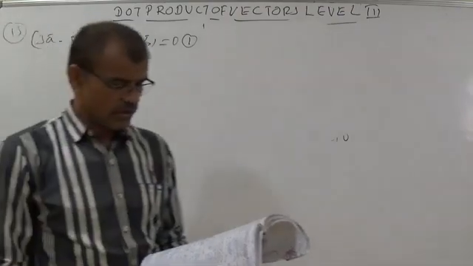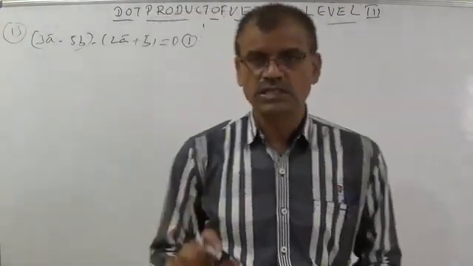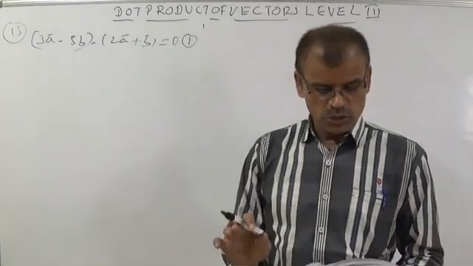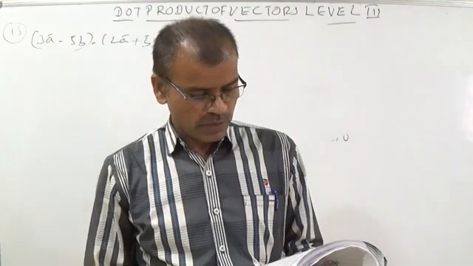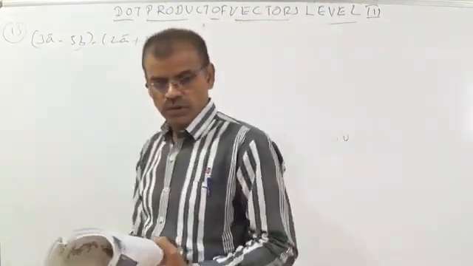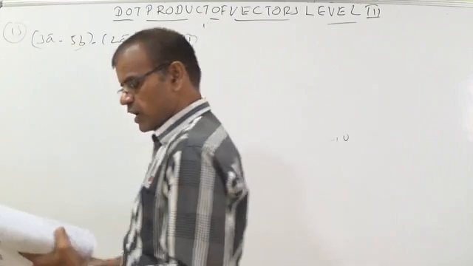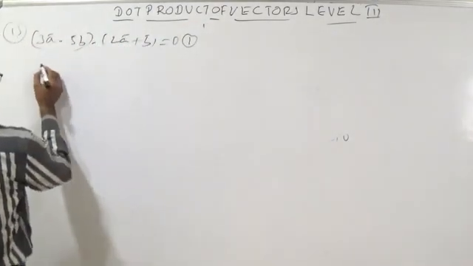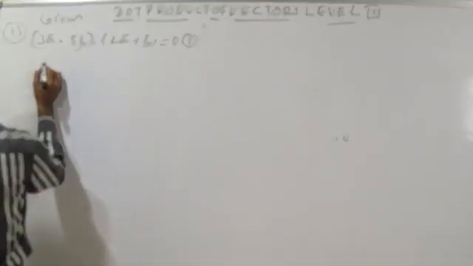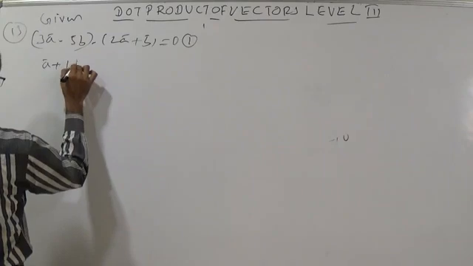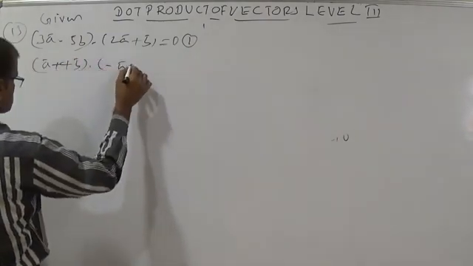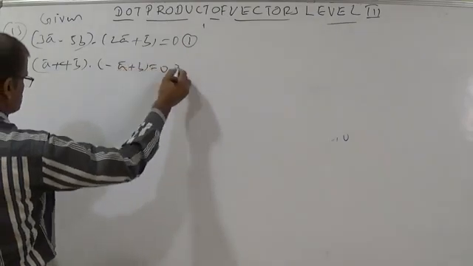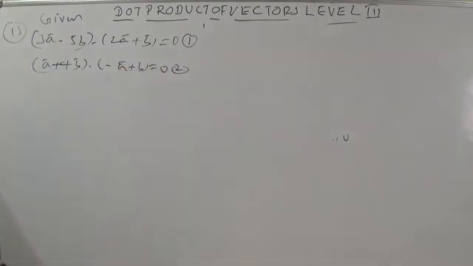And the vectors a plus 4b and minus a plus b are also mutually perpendicular, he gave. Then the acute angle between a bar and b bar he is asking. Writing the given data, (a bar plus 4b bar) dot (minus a plus b) equal to 0. This is the second equation.